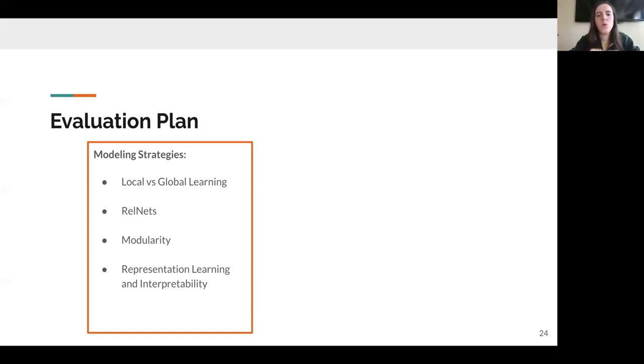And then, am I really learning meaningful embeddings? So I model these concepts, I learn some embedding for these concepts. Is there some signal there? Can I get something from these representations? And is my model really interpretable?